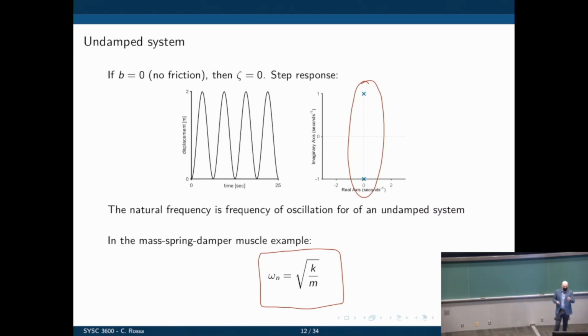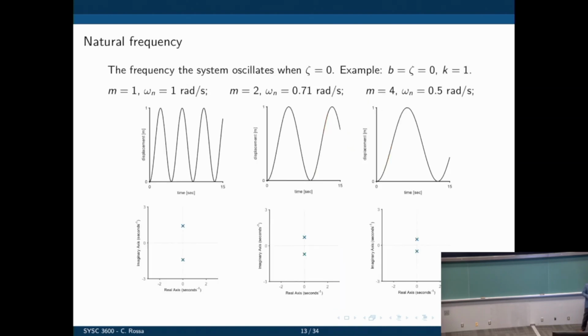And if you change k or m, the natural frequency will change, meaning that these poles will have to travel along the imaginary axis. The distance of the pole to the center is the natural frequency. So if you change the natural frequency, the pole will start to go up and down. This is what is happening here.